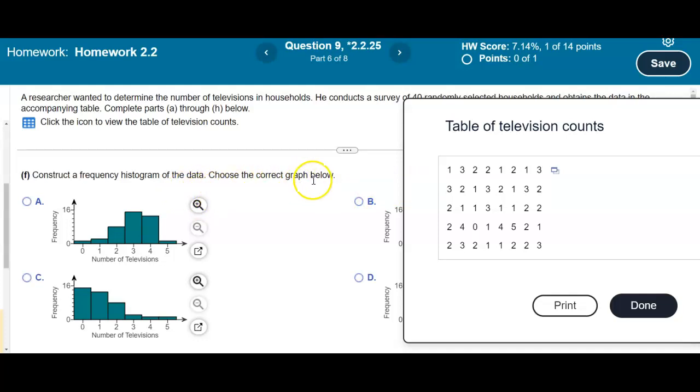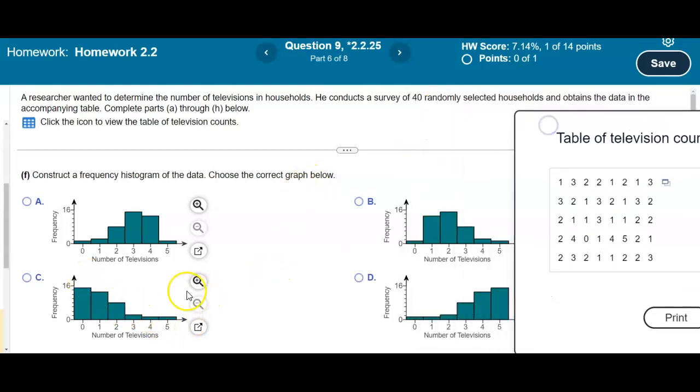Okay, now they want us to construct a frequency histogram of the data and then choose the correct graph below. So if you take a look at all the options here, we can see that 0, 1, 2, 3, 4, 5 are considered the midpoints. So that means that the lower limit is 0. Actually not 0, in this case it would be negative 0.5.